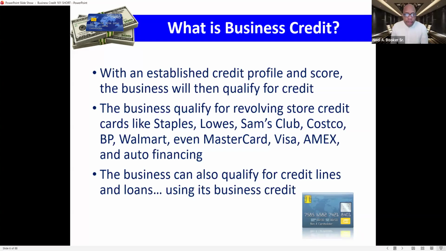The business can qualify for revolving store credit cards like Staples, Lowe's, Sam's Club, Costco, BP, Walmart, even MasterCard, Visa, and American Express, and also auto financing. The business can also qualify for credit lines and loans using its business credit.